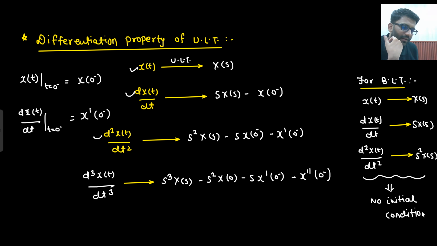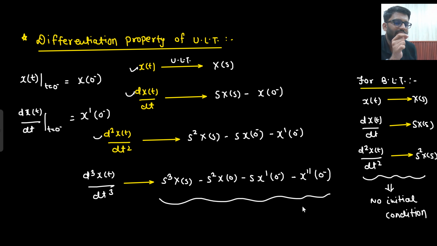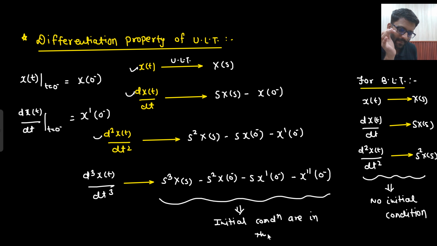So in bilateral Laplace transform, we never consider the initial condition, but in unilateral Laplace transform, we always consider the initial condition. Initial condition means the value at 0 minus, the value just before 0. So initial conditions are there; that means initial conditions are in action.